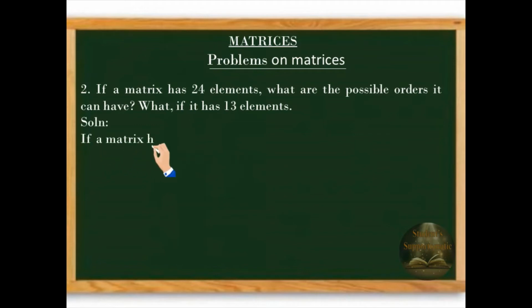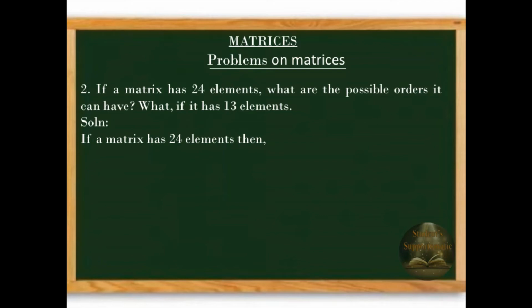Okay, the solution is, if a matrix has 24 elements, then in the second part of the first problem, I told that we will get the number of elements of the matrix just by getting the product of the order of the matrix. So similarly here, the product of the order of the matrix is 24, which means we have to write the factors of 24. We have to write two numbers whose product must be 24. There are many possibilities, so we will write all the possibilities.